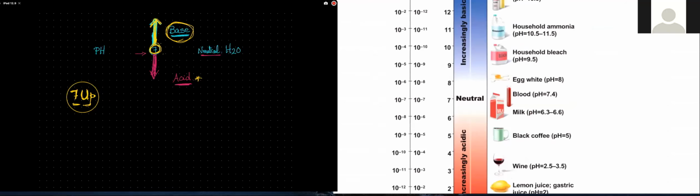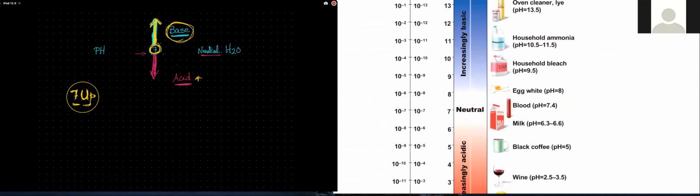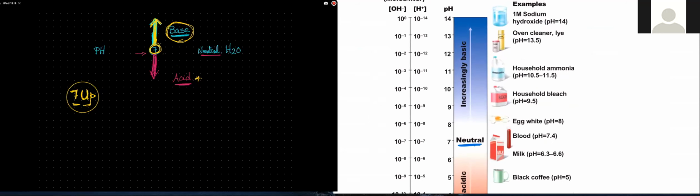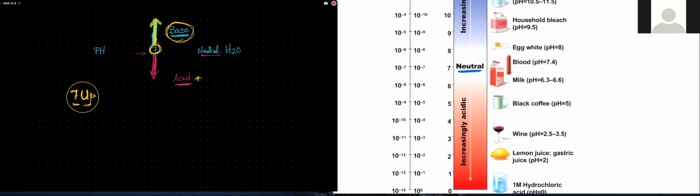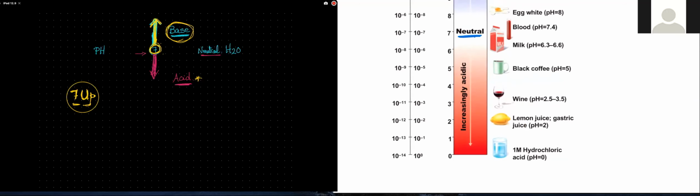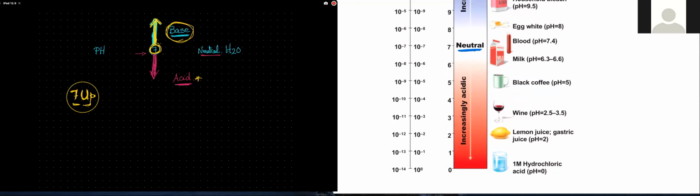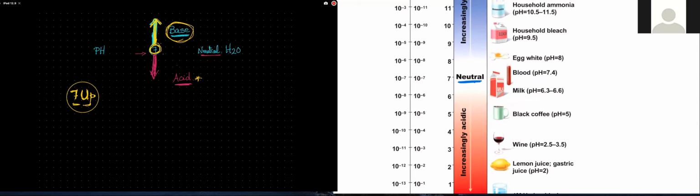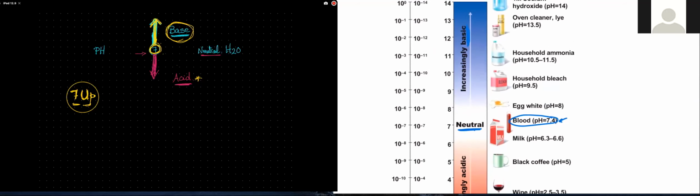So we're looking on here at the pH scale. So we've got 7 is neutral. As I go up, the substance is going to be more basic. As I keep going down, substance is going to become more acidic. So you see on here, the blood is 7.4. So it's slightly basic. Blood is slightly basic.